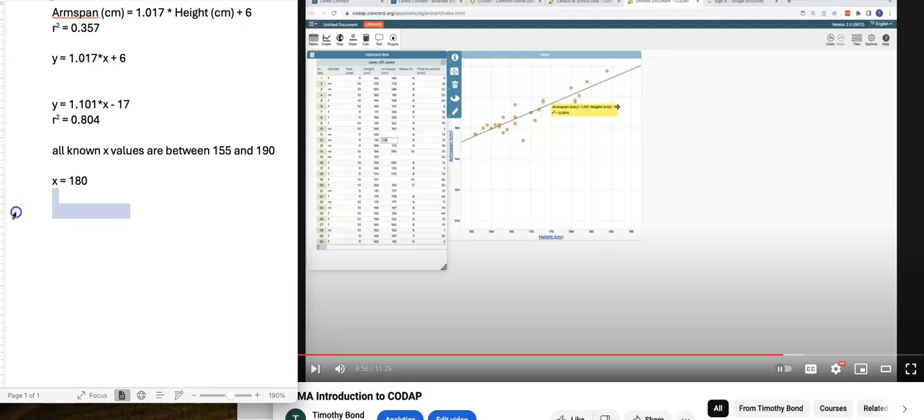All right, we are making predictions. We're not discussing the actual data points itself. So this is what we call interpolation. X is 180. That is between 155 and 190. I chose that value. So when you do this, you get to choose a value. What values seem interesting to you?